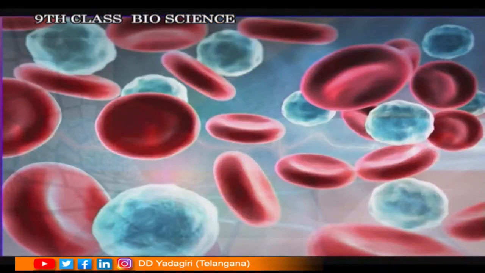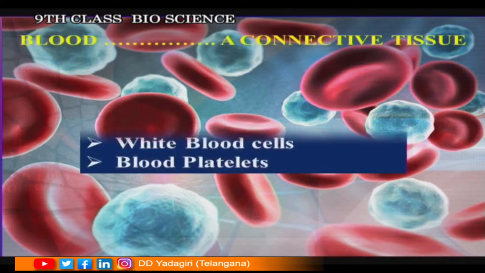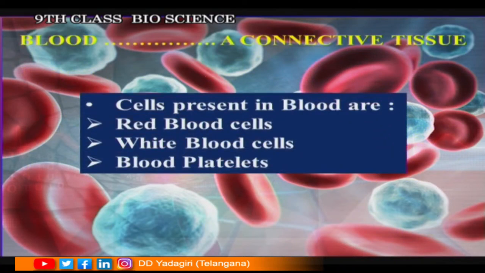You can see red color and white color tiny particles. What are these, children? These are the different components seen in our blood. Just now we have seen the red color biconcave particles are called erythrocytes. What are erythrocytes, children? Red blood cells. Then what are these white color particles? Yes, they are also present in our blood. They are white blood cells.